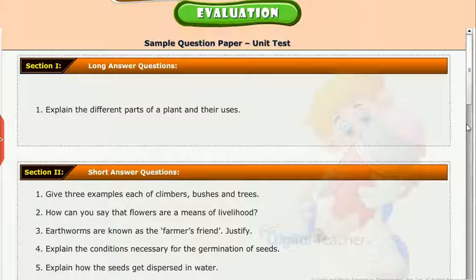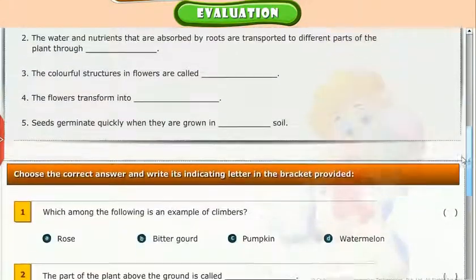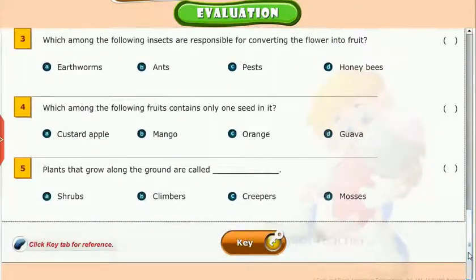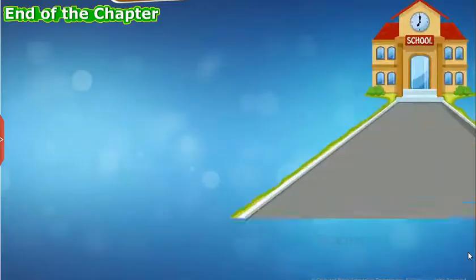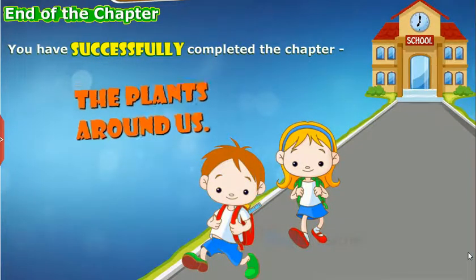Test your understanding of the chapter by taking the mock unit test. You have successfully completed the chapter, The Plants Around Us.